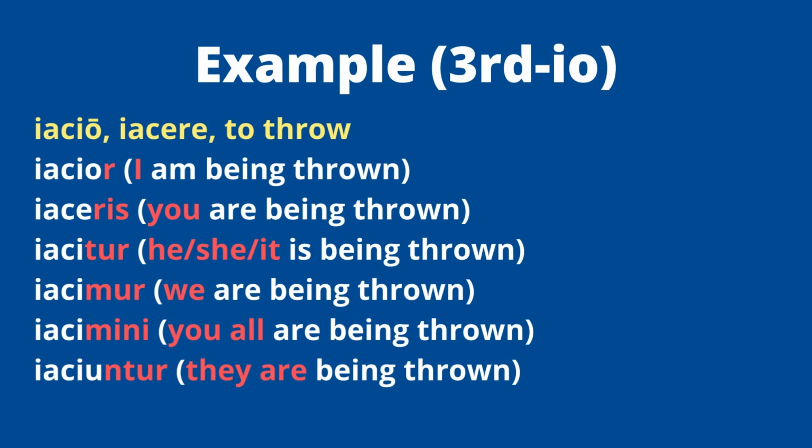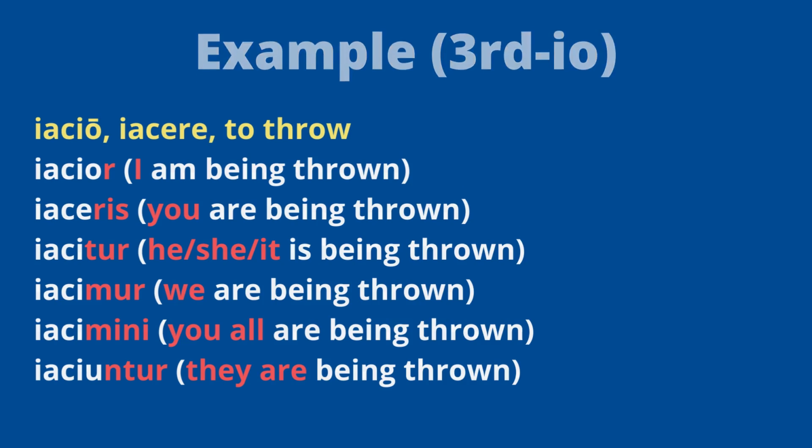For third IO and fourth, we're just following the same process, but with the I. So in other words, instead of iacio, it's iacio. That's what makes it a third IO verb. So you just make it iacior, I am being thrown. You still have in the second person, right, the E, but for the third person plural, it's I-U-N-T-U-R, right, iaciuntur, they are being thrown. Otherwise, we're following the same process for active voice. We're just changing our endings, right, and that's what makes it passive.